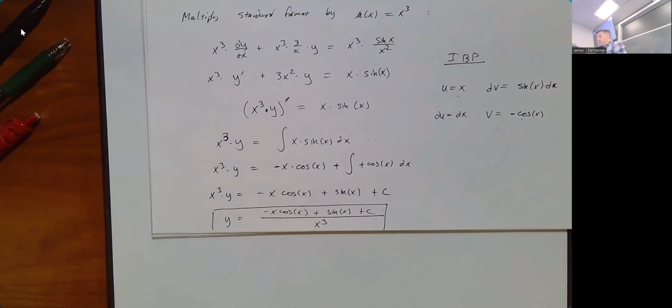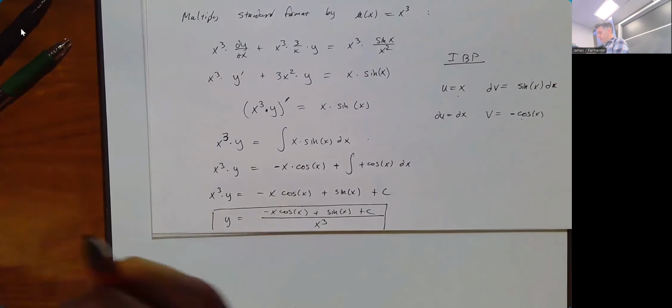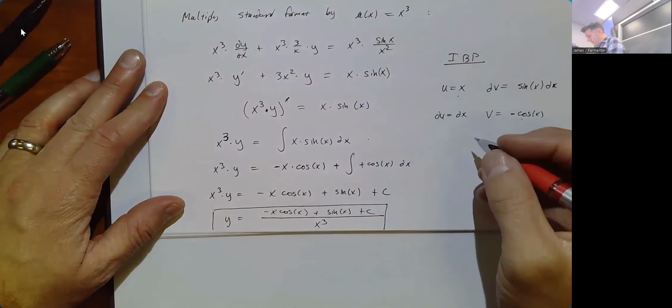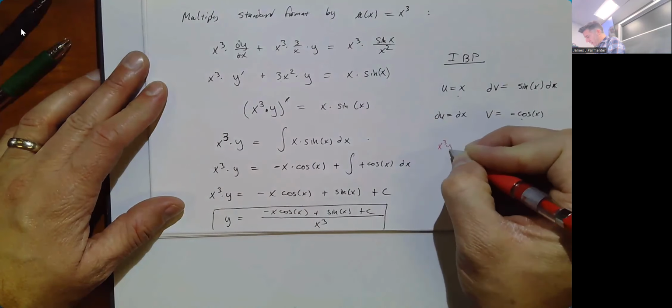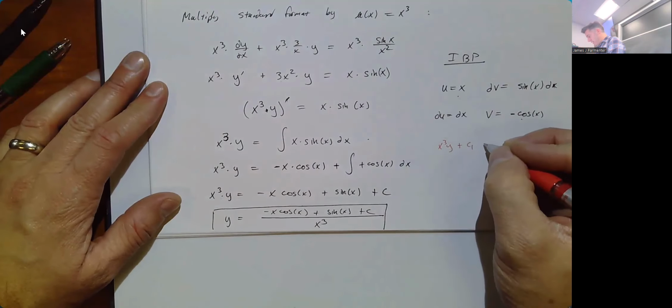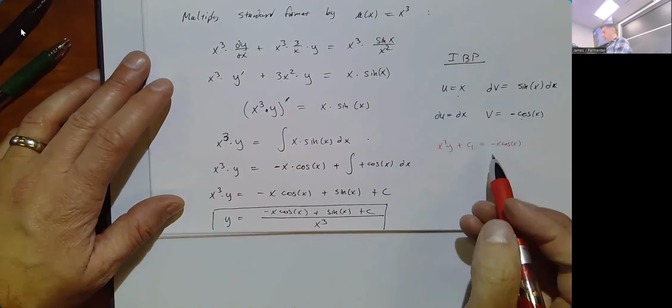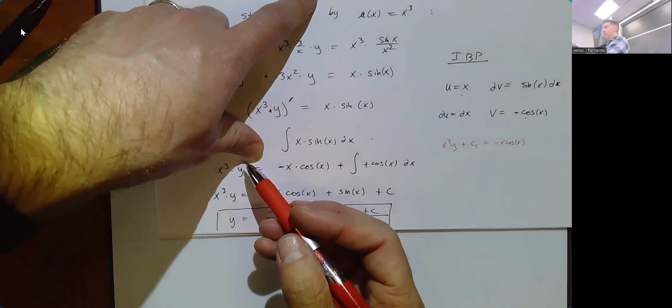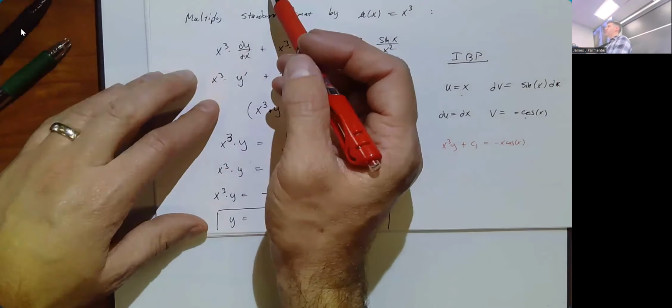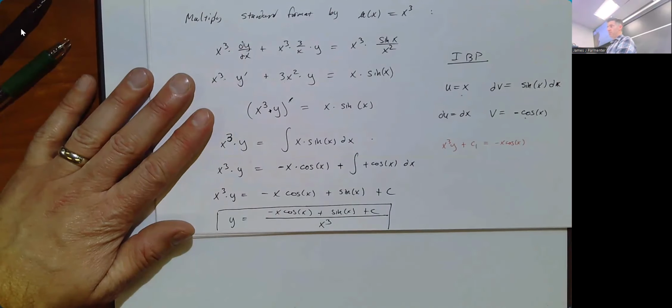No, you don't. Here's why. So the idea basically is if you had x cubed y plus c1 and you had it equal to negative x cosine of x. Yeah, sorry, did you mean that integral there or did you mean the one up here? No, so for the one up here, we just totally ignore it. We don't need a plus c.